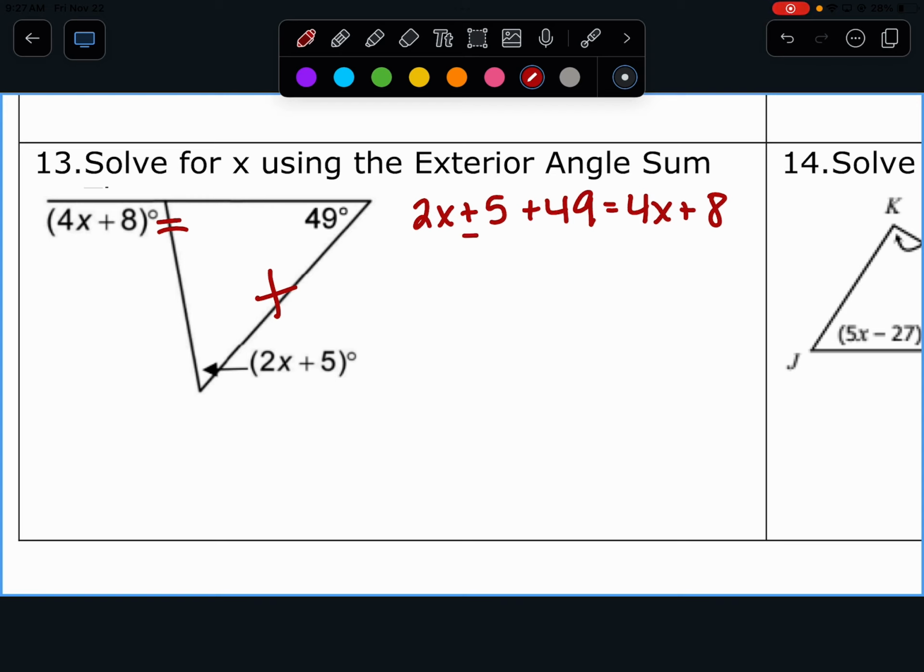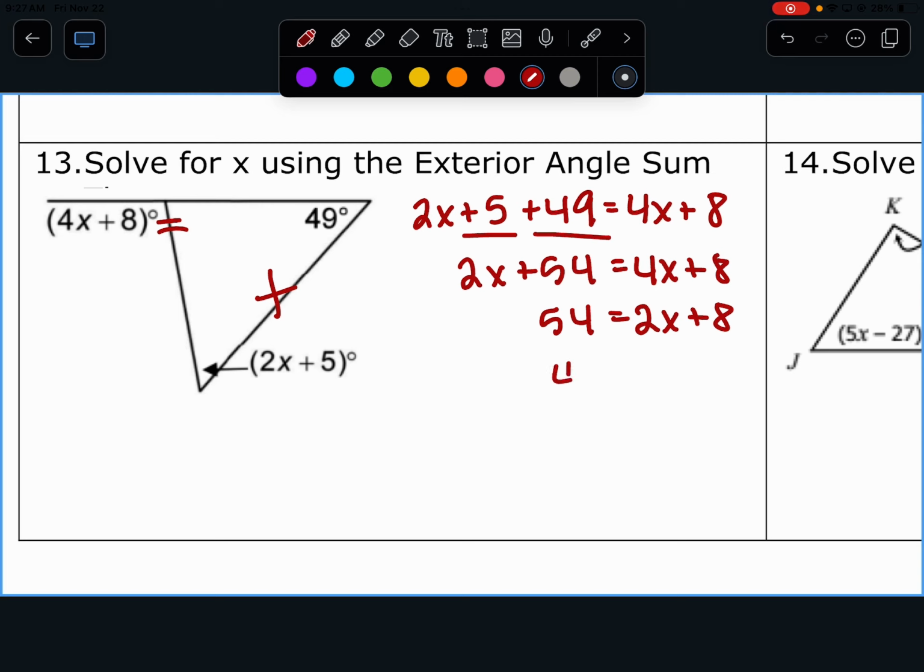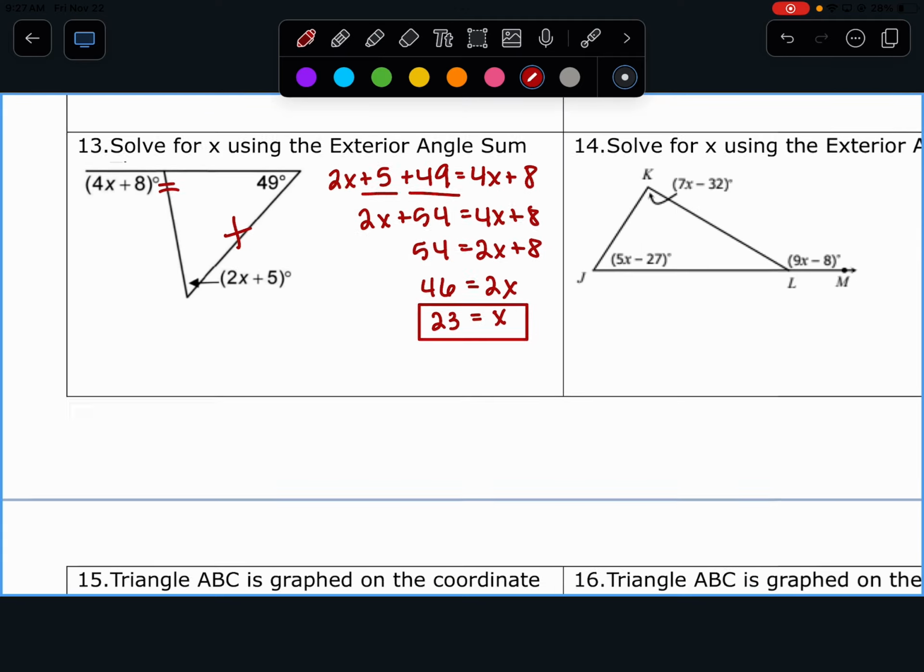So I'm going to go ahead and combine these like terms. And then I'm going to subtract 2x from both sides. I'm going to subtract 8 from both sides. And then divide both sides by 2. All right, go ahead and try number 14.